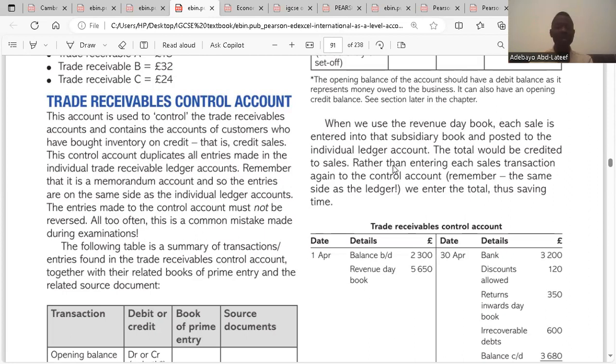Then on the credit side of our trade receivable control account, we have the balance brought forward from the previous year, which is a credit balance. We have our returns inward, that's sales returns. We have bad debt written off for irrecoverable debt. We have discount allowed, which is linked to sales, and we have cash or check received from customers. Then we go to the trade payables control account.